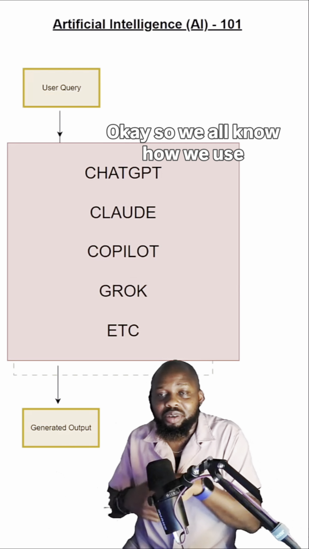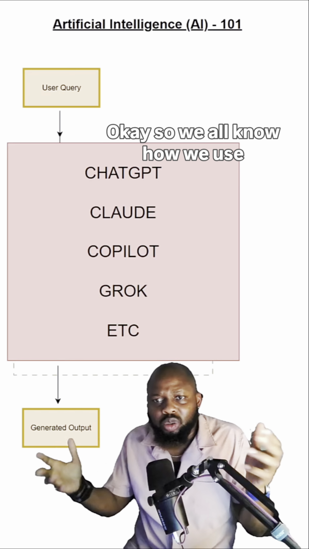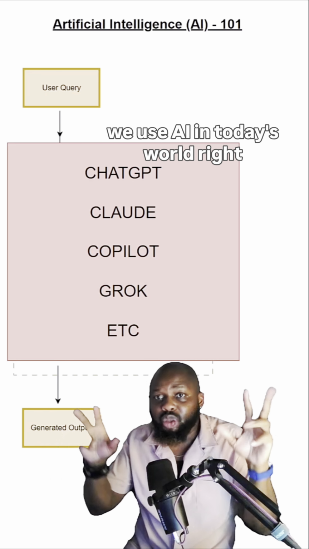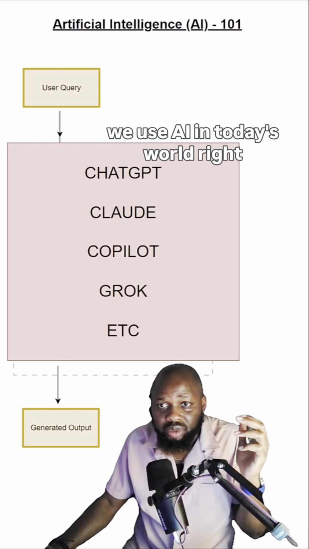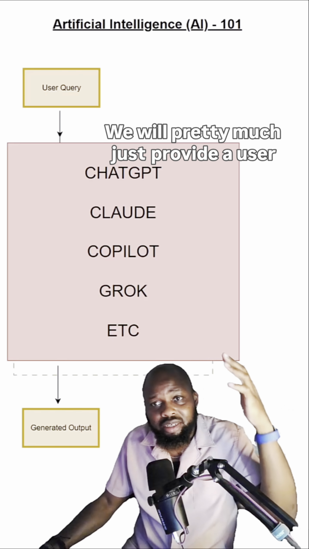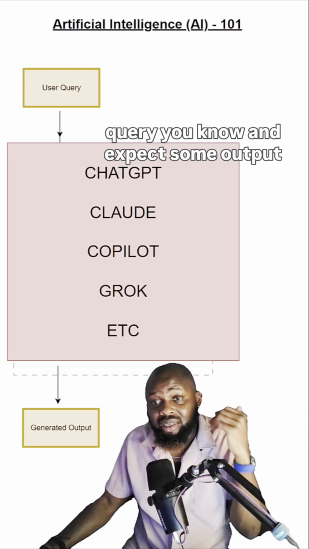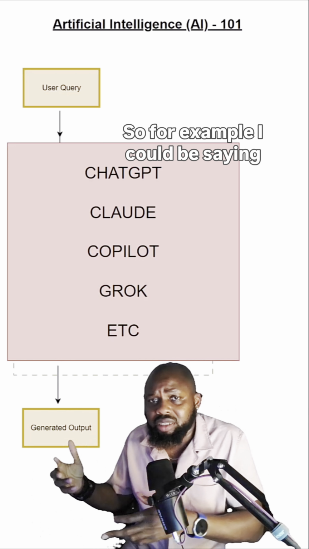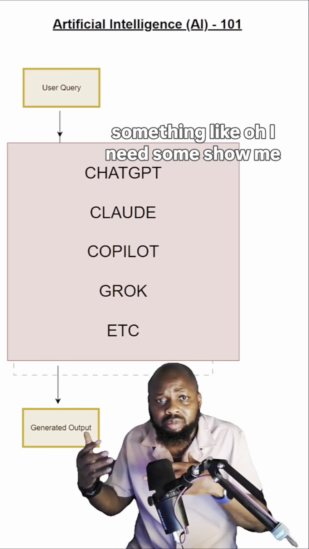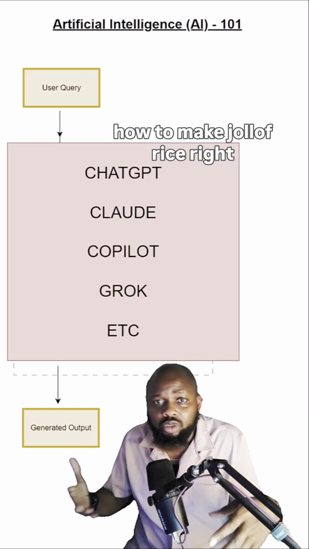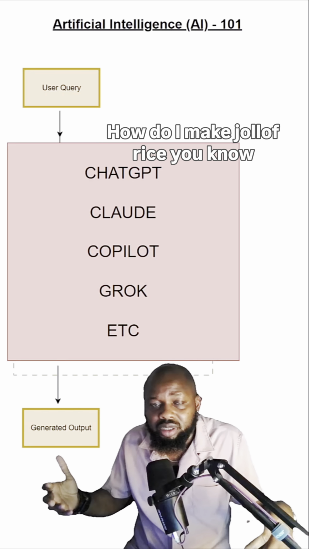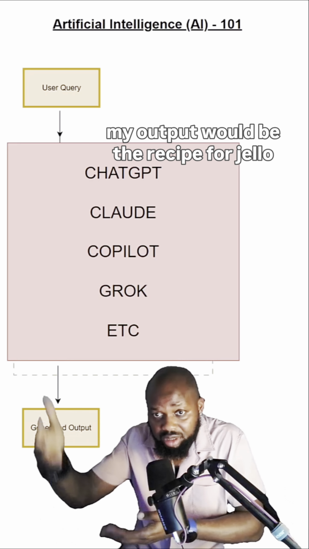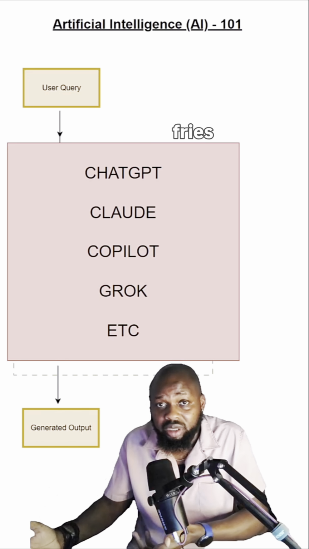Here are the basics. We all know how we use ChatGPT or Claude or Copilot. You know how we use AI in today's world, right? We pretty much just provide a user query, and expect some output. So, for example, I could be saying something like, "How do I make jollof rice?" And that will be my user query, and my output will be the recipe for jollof rice.